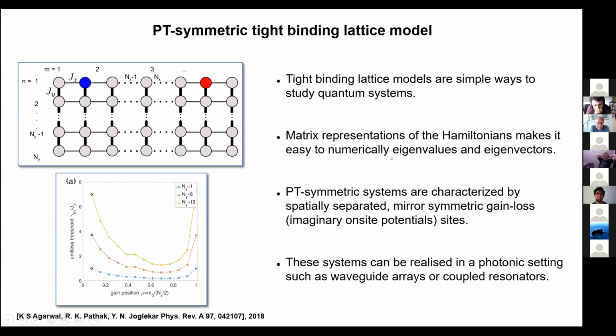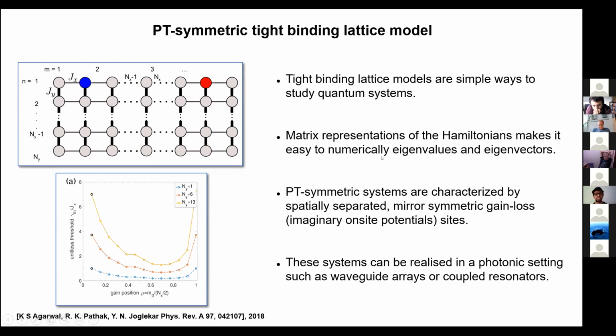As I mentioned before, we usually study lattice models, and these are fairly easy to study because you can numerically calculate them easily using their matrix representations. In this case, you have a bunch of coupled chains with different kinds of couplings, where the blue represents the gain side and the red represents the loss side. And then we find out what the threshold looks like as we move along the chain.